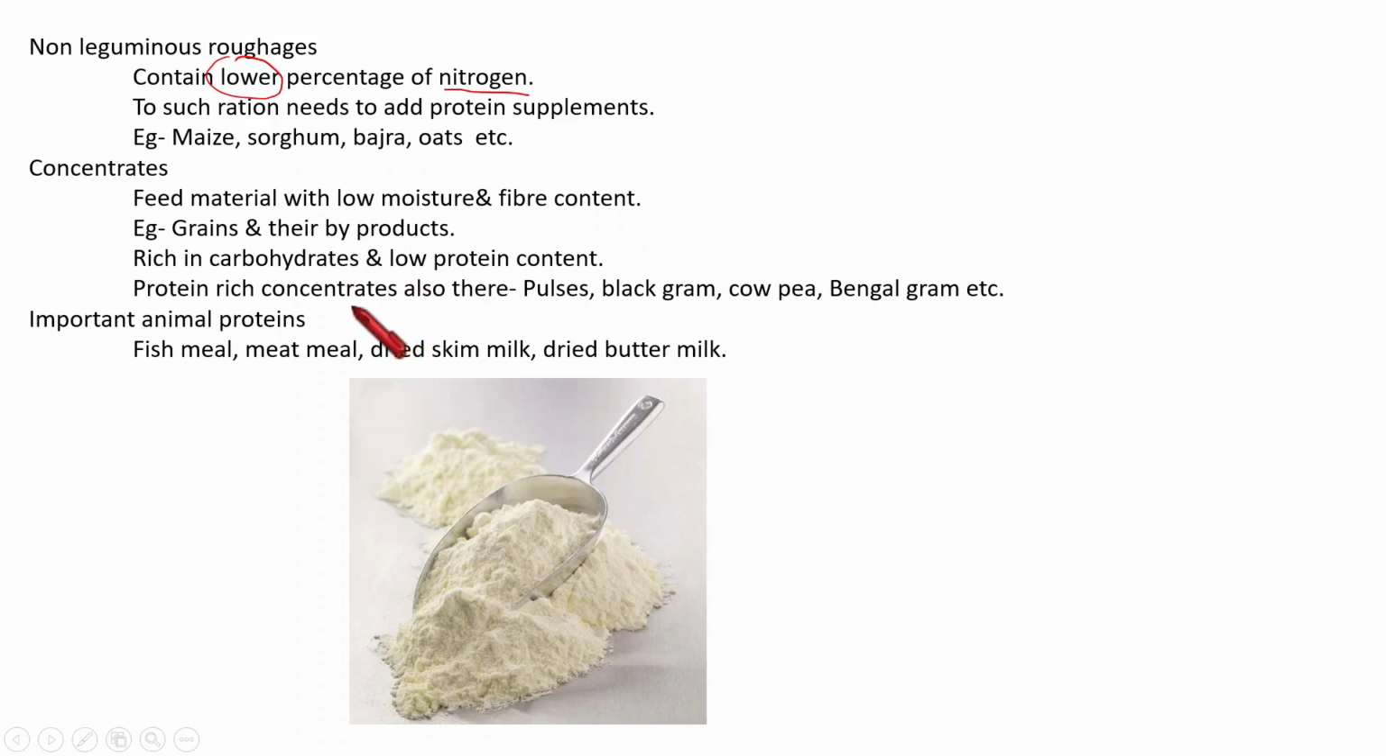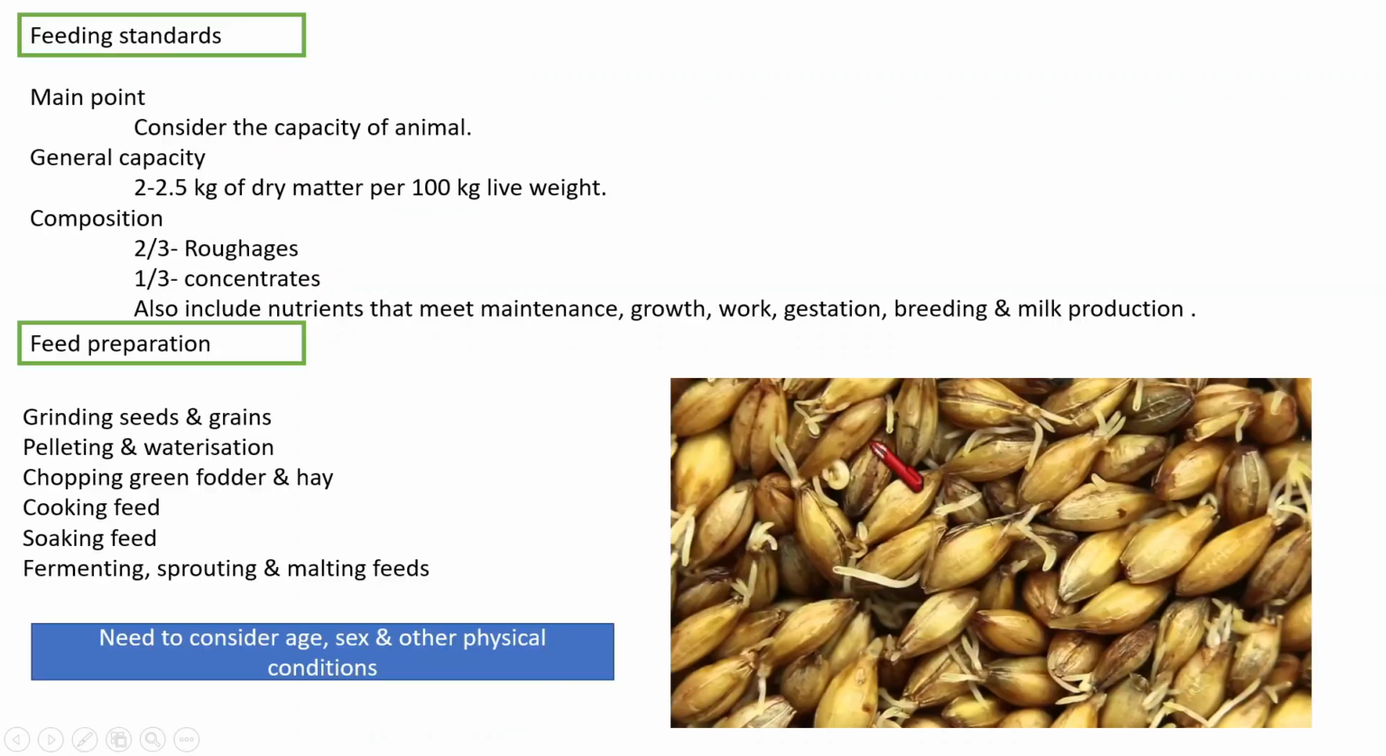Then protein-rich concentrates are also present. Examples are pulses, black gram, cowpea, Bengal gram, etc. They are protein-rich concentrate type of feed. Then certain animal proteins we can also give as feed for cows. They include fish meal, dried skim milk, dried buttermilk. So all those things we can give as animal proteins for the dairy animals as a feed.